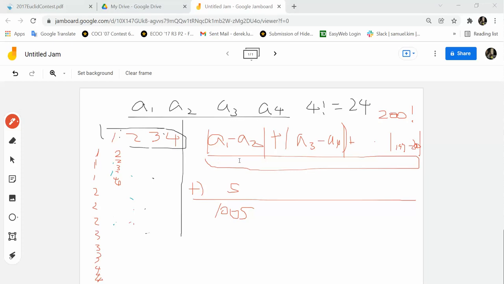Now we just need to focus on A1 minus A2. A1 minus A2 is just like 100 choose 2, right? For calculation, we say this one is bigger than that one, right? So 100 choose 2.